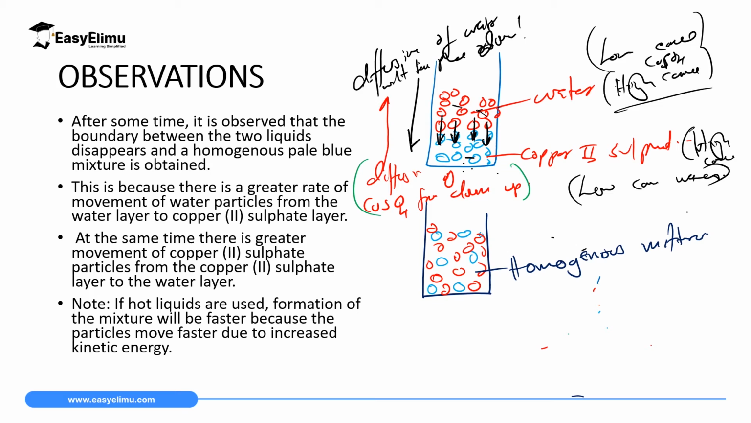In either case, at the top water is highly concentrated and at the bottom it is lowly concentrated, so it will move from high concentration to low concentration. At the bottom, copper 2 sulfate is highly concentrated, but at the top it is lowly concentrated, so it will move from the bottom to the top. In the process, the water molecules will move down, the copper 2 sulfate molecules will move up, and they will form what we call a homogeneous mixture.